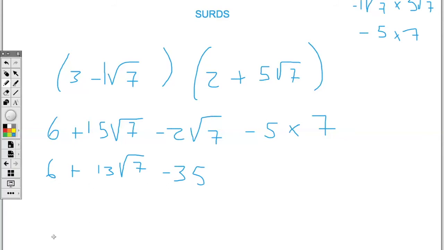These are like terms, so I'll group them together. So I have 6 minus 35 plus 3 root 7. So 6 minus 35, that will give us minus 29 plus 13 root 7.